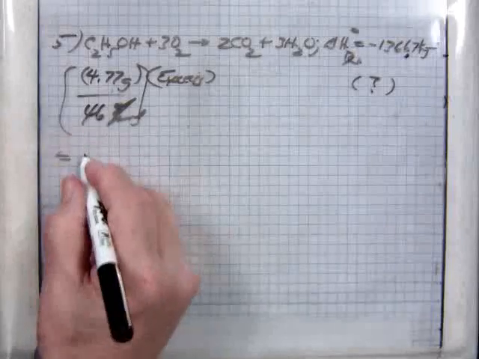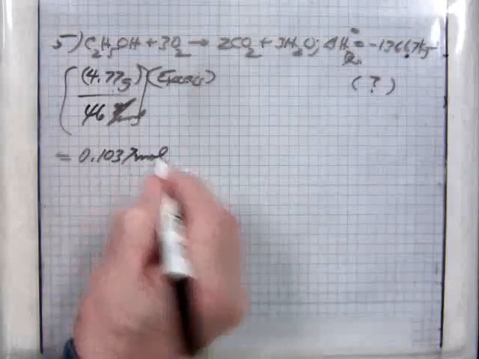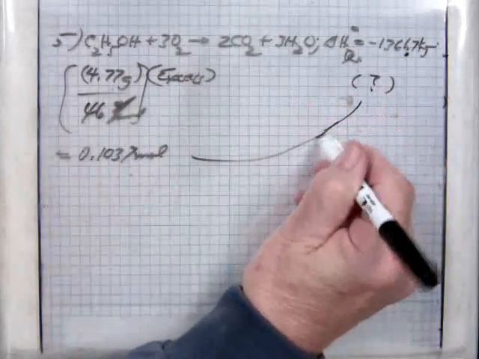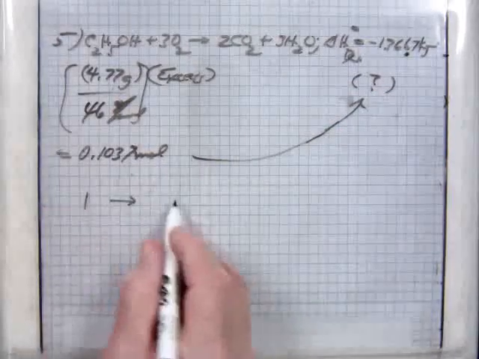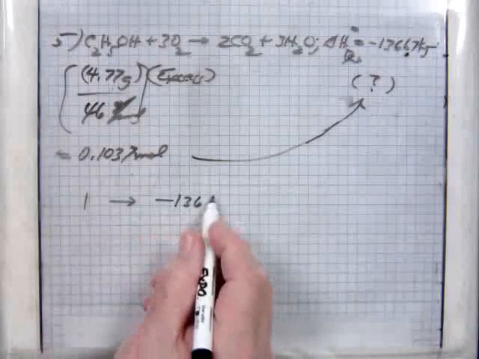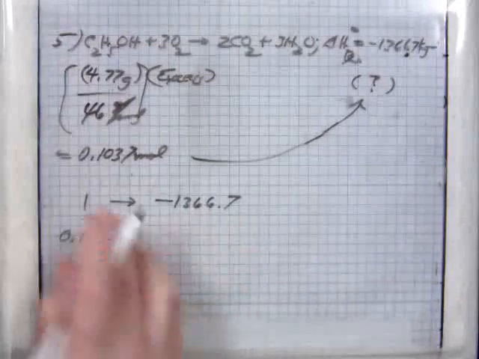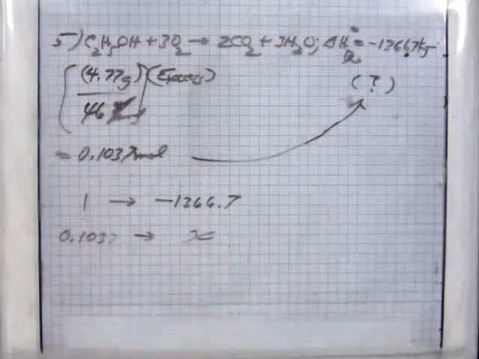I get 0.1037 mole, and so we're looking at that question mark right there. So it's 1 will give you a minus 1366.7, then 0.1037 will give you X. So you can set it up that way.